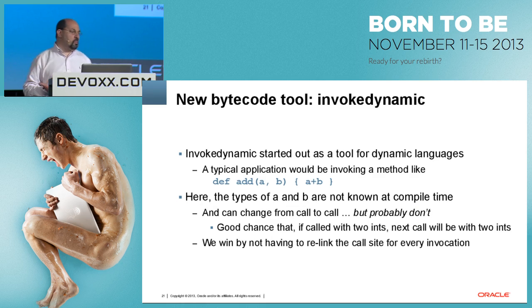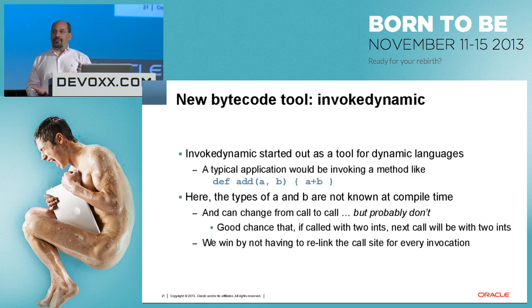Okay, so Invoke Dynamic started out as a tool primarily for dynamic languages. So, for example, in a language like Ruby, you might write a method like this. I've got a method called add. It takes 2 arguments. I have no idea what their types are, and I'm going to add them together, even though I have no idea whether you can add those 2 things together. The idea is at compile time, we don't know what A and B are. They could be int, they could be float, they could be shoes, who knows.